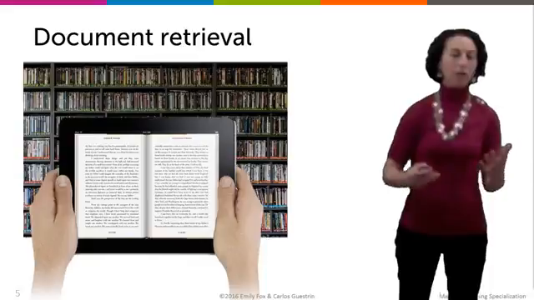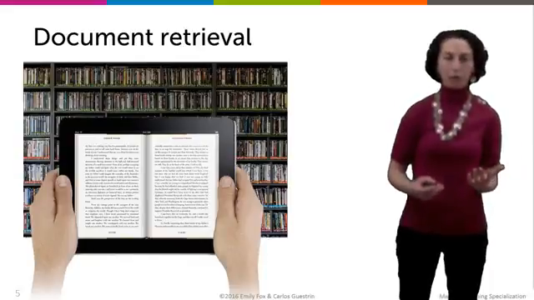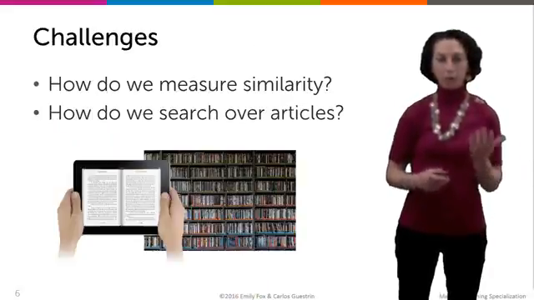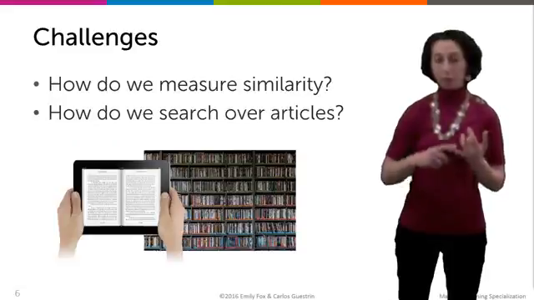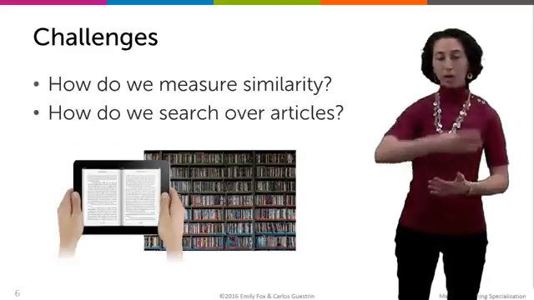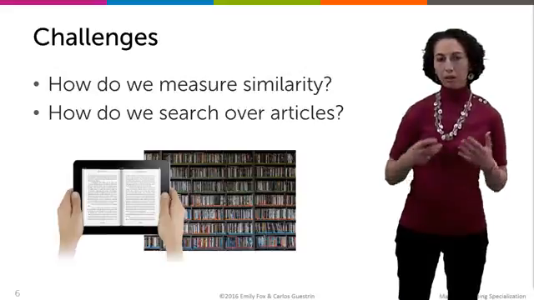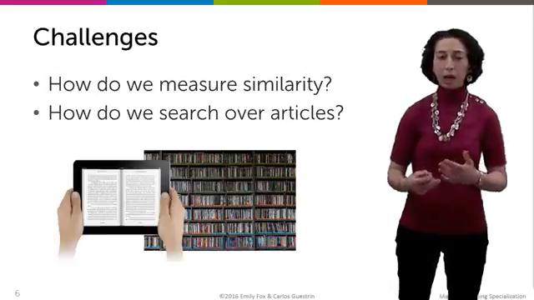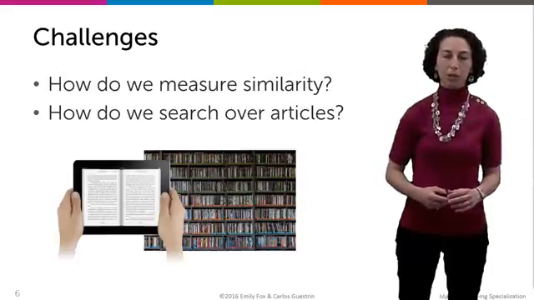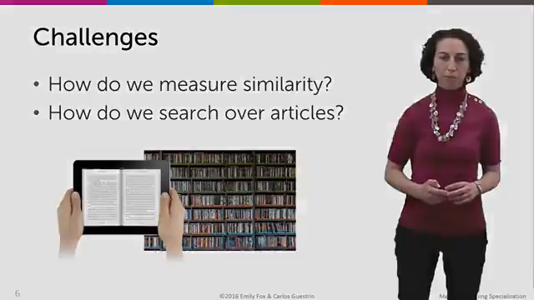But there are lots and lots of articles out there. So how are we going to think about measuring the similarity between this article that we have and all these other articles that we might want to present to this reader? And then, even if we could define that similarity, how are we going to go about searching this big space of possible articles to present?